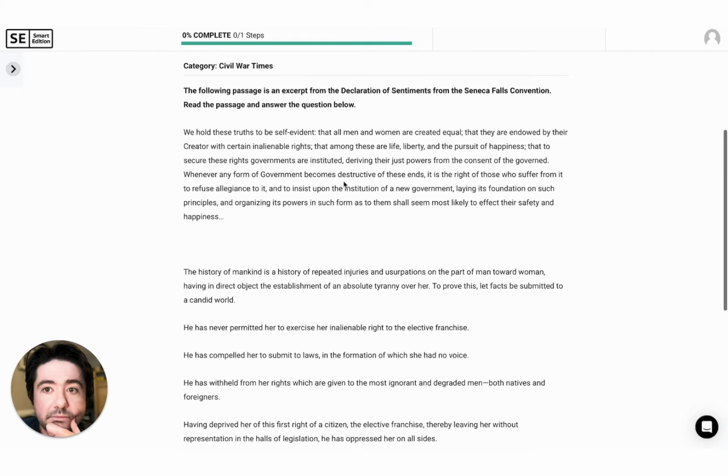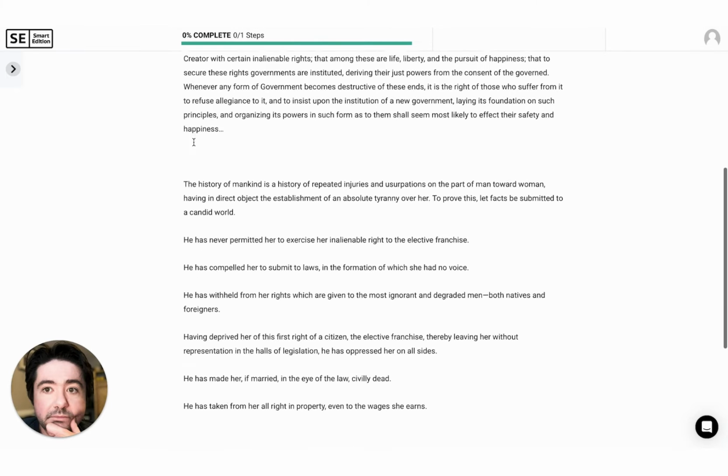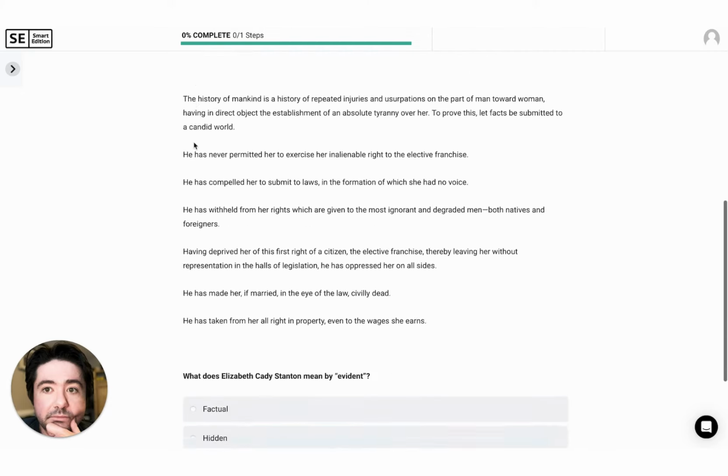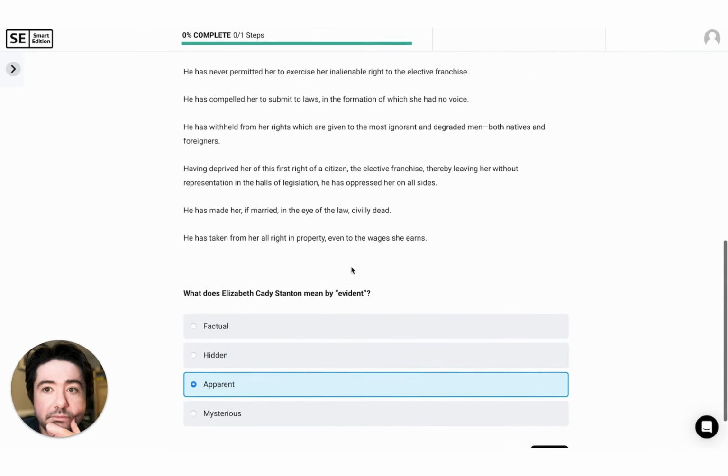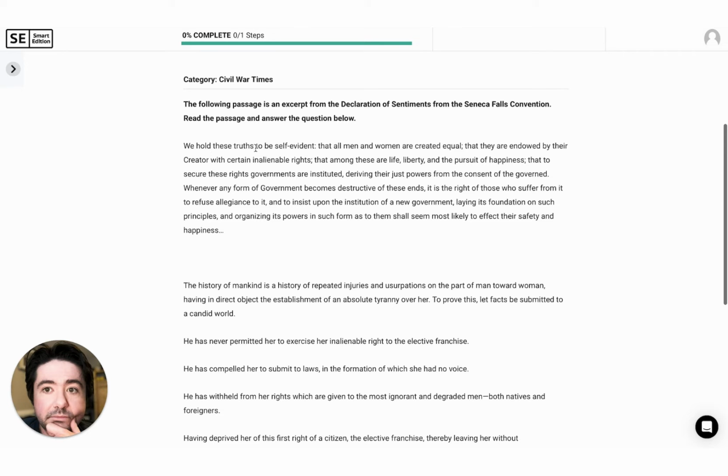Let's find the word evident. We hold these truths to be self-evident. Okay. Now it shows up in the very first line, which means we can't use anything before to give us clues, but we have to look at things that come after.